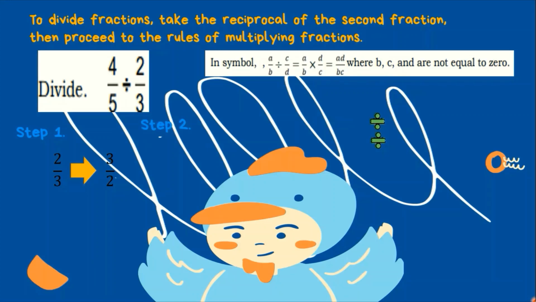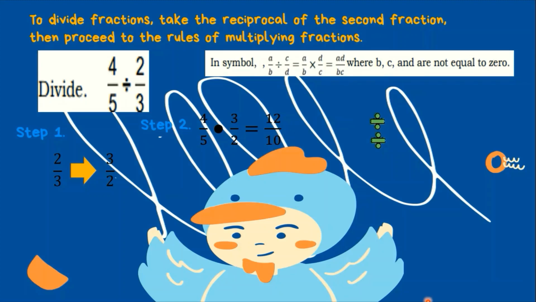Proceed to step 2, to the rules of multiplying fractions. Lagay natin si 4 over 5. Hindi siya nabago dahil siya ang first fraction. We don't need to take its reciprocal. Ito na yung reciprocal ni 2/3. Magiging 3 over 2 na siya. Multiply as is. 4 times 3 is equal to 12. And 5 times 2 is equal to 10.